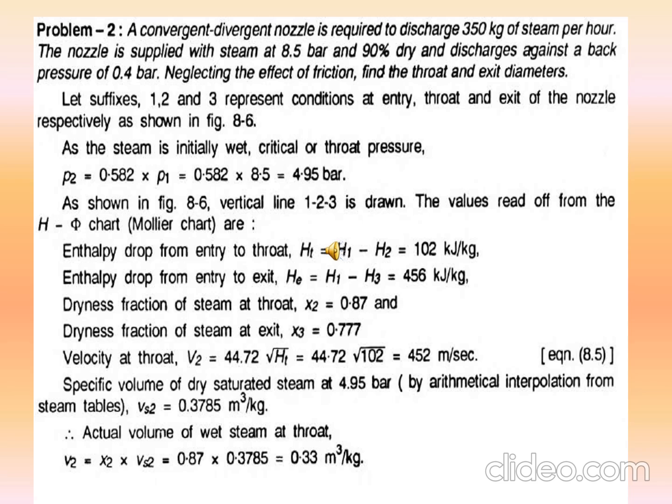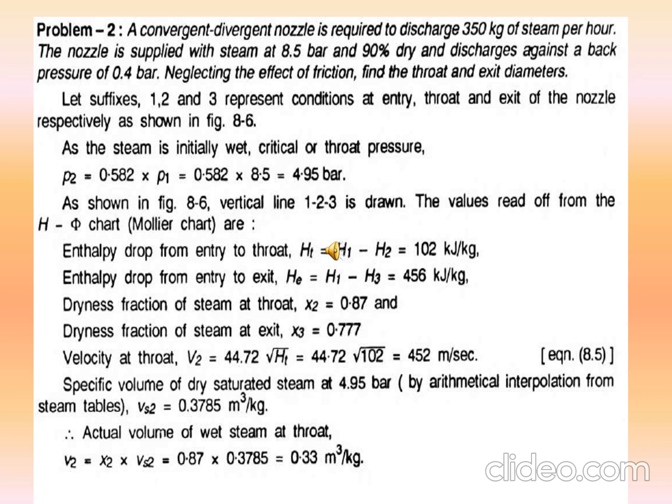And from the Mollier diagram, you can also find the dryness fraction. Dryness fraction X2 equals 0.87 and dryness fraction X3 is 0.772. Now you have to find the velocity at the throat, which is V2 equals 44.72 square root of HD, our heat drop. So 44.72 square root of H1 minus H2, which is 102. You get the velocity as 452 meter per second.